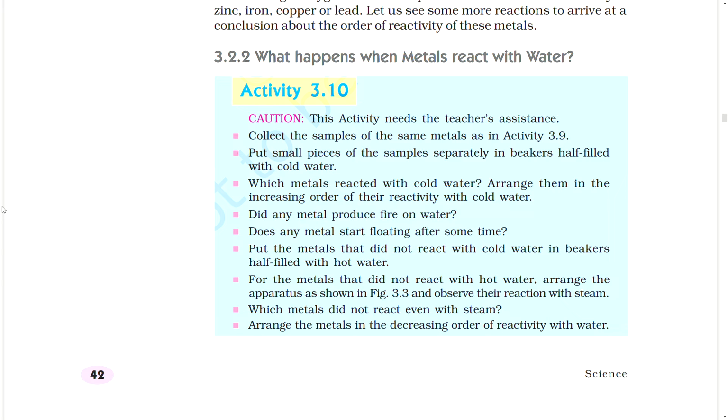Did any metal produce fire on water? Does any metal start floating after some time? Put the metals that did not react with cold water in beakers half filled with hot water. For the metals that did not react with hot water, arrange the apparatus as shown in the figure and observe their reaction with steam. Which metals did not react even with steam? Arrange the metals in the decreasing order of reactivity with water.